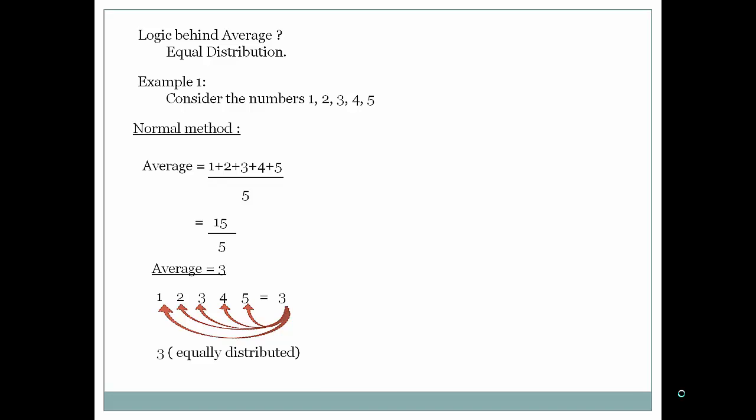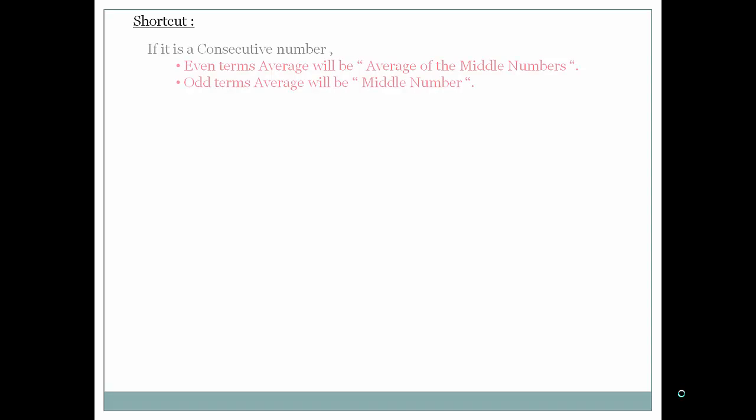This is the normal method to calculate the average using the mathematical expression. So, if we have 500 terms or 700 terms or 1000 terms, this cannot be applicable. So, we are going for a shortcut method. This shortcut is applicable only if the numbers are consecutive. I have already told you a consecutive number is nothing but numbers next to each other where the difference should be the same. In this case, if the number of terms is even, then the average of the middle numbers will give you the average for the given terms.